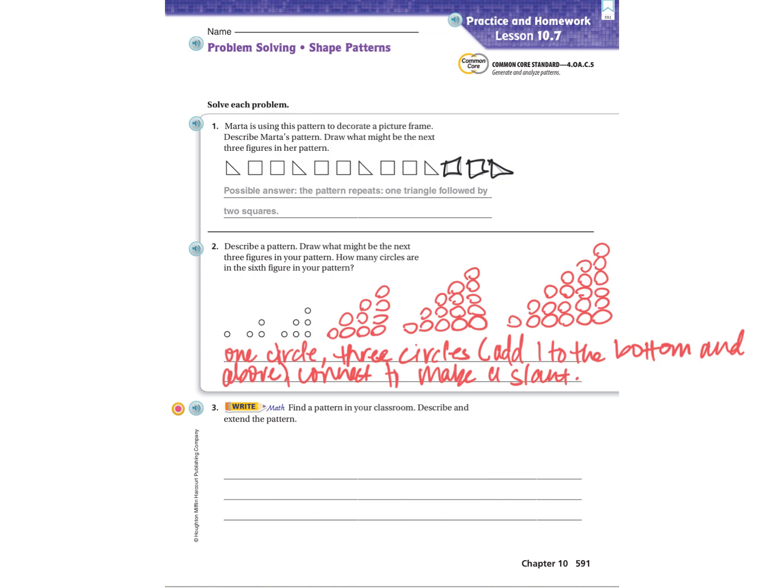Good. Okay, I'll just explain number 3. It says find a pattern in your classroom. Describe and extend the pattern. So you get to use your words to show what the pattern is and draw a picture to keep it going. All right, ready and go.